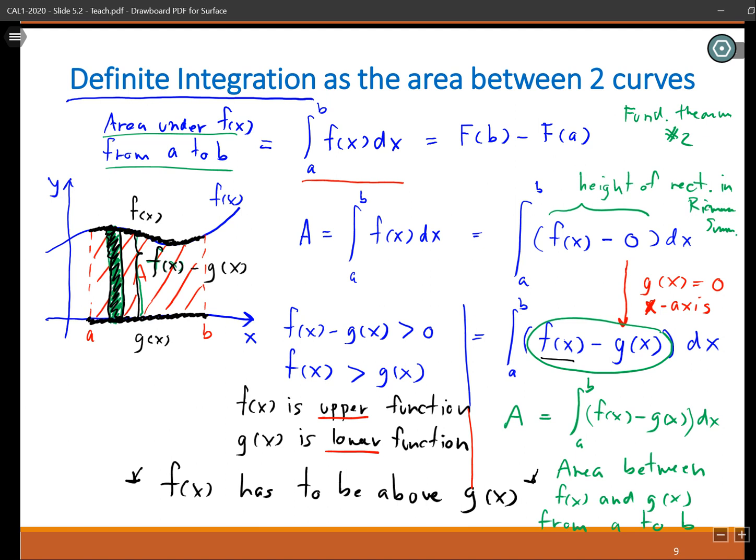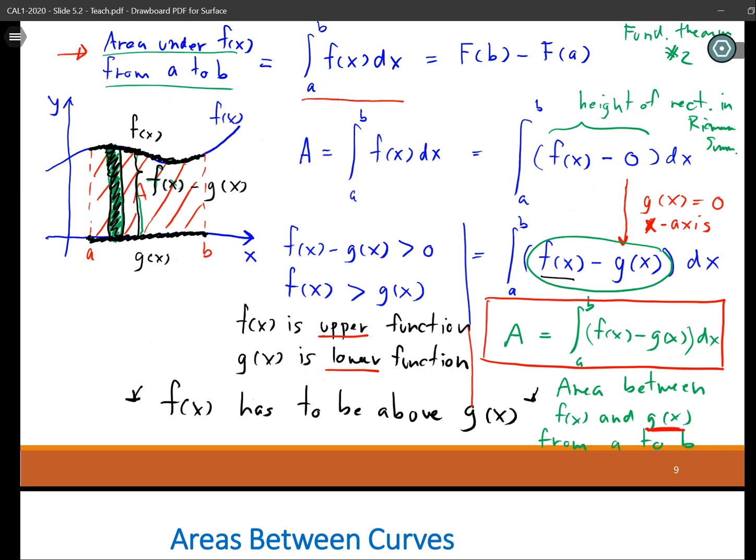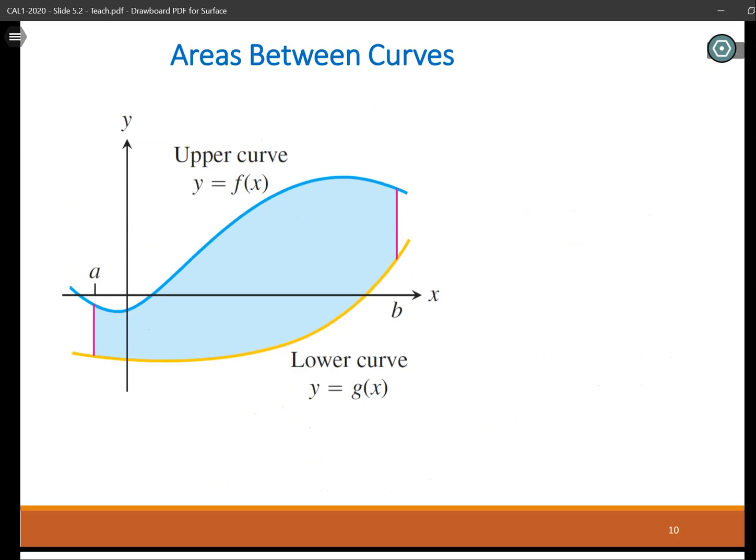I want you to take a look at this. This is the main difference. This is about having g(x) right here, and up here is just the area under f(x). But in the end, it has the same origin. It comes from the same place. Now we have this formula to use. So let's use that to solve some examples.